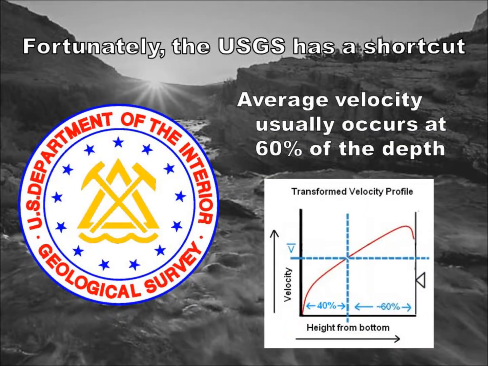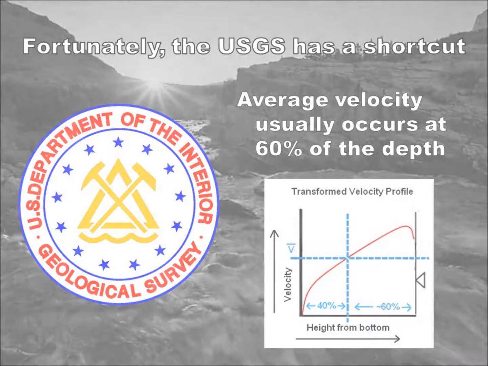The United States Geological Survey has measured thousands and thousands of streams. This represents a sufficiently large sample size with which to make a generalization. The data shows that more often than not, the average velocity will occur at 60% of the depth of a stream. This means we don't even have to bother with the mean value theorem, in most cases, to get a good idea of how fast the water is moving.